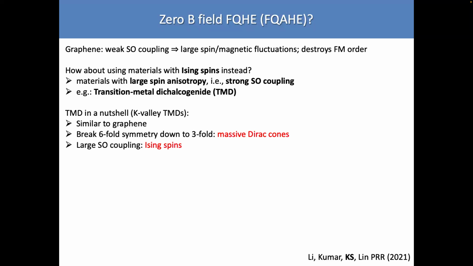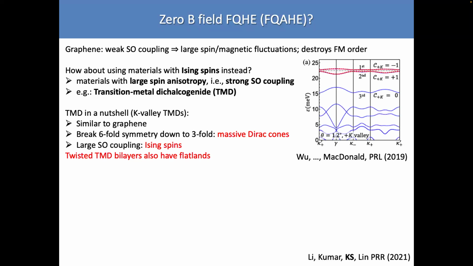To make things even better, back when we considered this question, people already knew that in twisted transition metal dichalcogenides there are flat bands, and these bands can be topological. This is a beautiful work from Allan MacDonald's group. They calculated the moiré band structure for twisted TMD material and showed it's indeed flat and has non-trivial Chern number. Although TMD looks quite promising, back in 2021, a few years ago, transition metal dichalcogenides were not considered a good candidate for this fractional state, for three reasons.